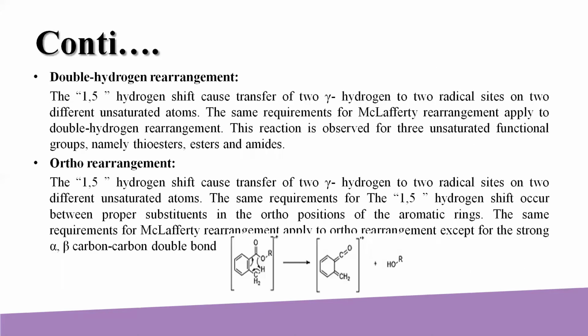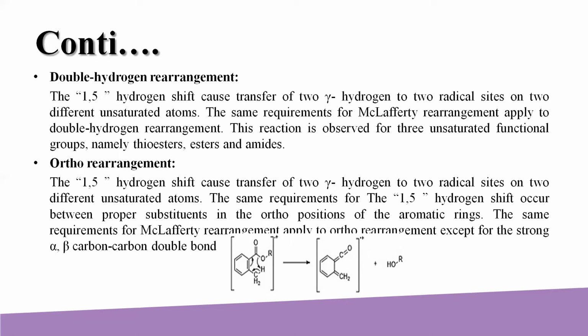Next is double hydrogen rearrangement. The 1,5 hydrogen shift causes transfer of two gamma hydrogens to two radical sites on two different unsaturated atoms. The same requirements for McLafferty rearrangement apply to double hydrogen rearrangement. This reaction is commonly observed for the unsaturated functional groups, which are thioesters, esters, and amides.